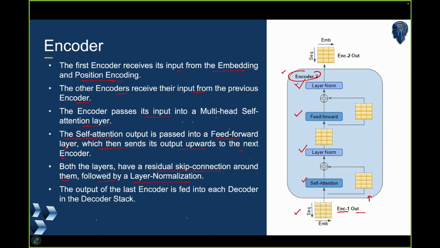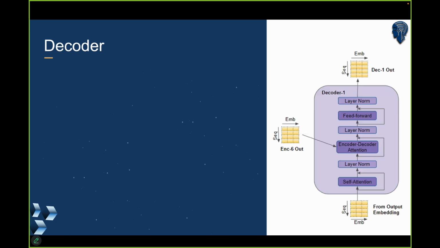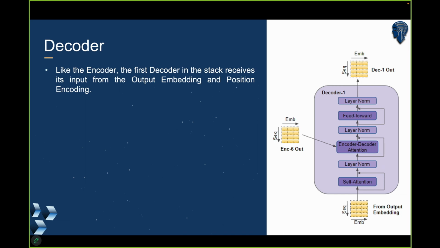The output of the last encoder is fed into each decoder in the decoder stack. That output from the last encoder will be sent to the decoder stack. The decoder, like the encoder, the first decoder in the stack receives input from the output embeddings and positional encoding, meaning whatever input was sent to the encoder, the same input is sent to the decoder stack as well.